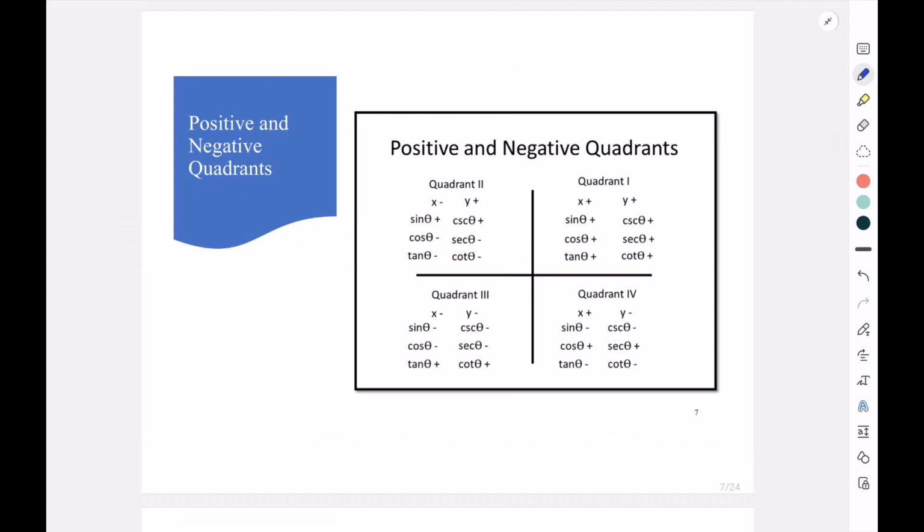Next, we have where the trig functions are positive or negative, depending on which quadrant they're in. In quadrant 1, we have all positives. In quadrant 2, only sine is positive. In quadrant 3, only tangent is positive. And in quadrant 4, only cosine is positive.